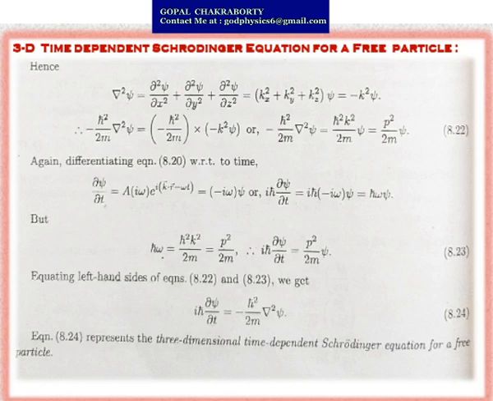Now you know that in equation 8.23 and equation 8.22, the right hand sides are the same. So equating the left hand sides gives i h cut del psi del t equals minus h cut square by twice m grad square psi. This equation represents the three-dimensional time-dependent Schrodinger equation for a free particle.